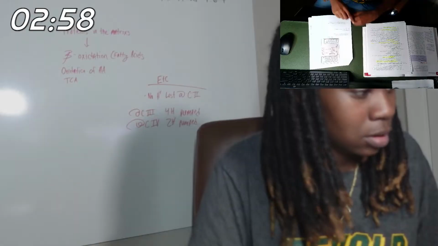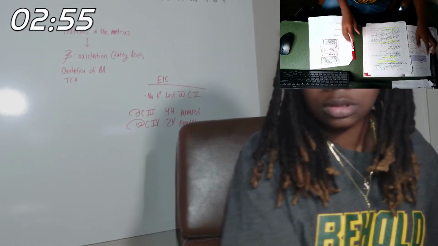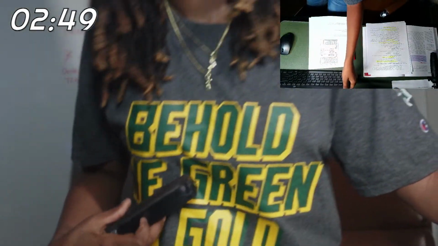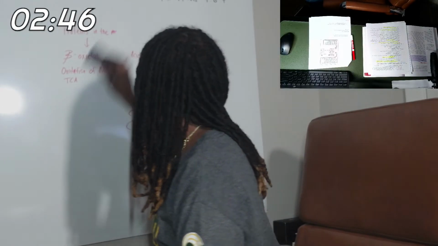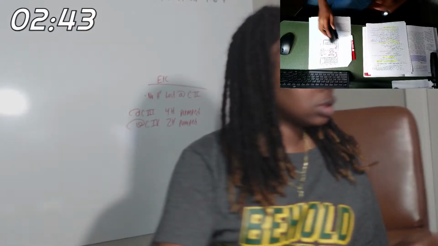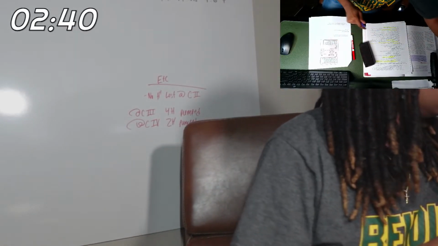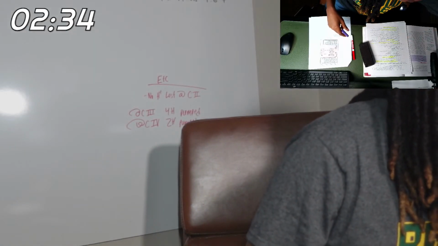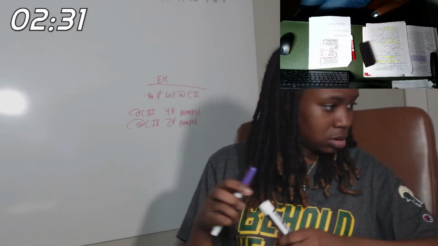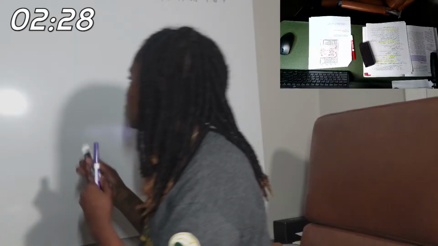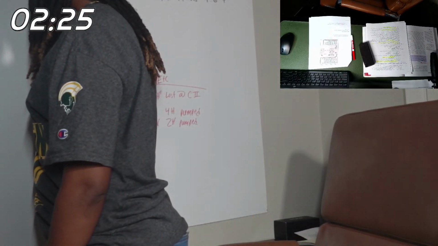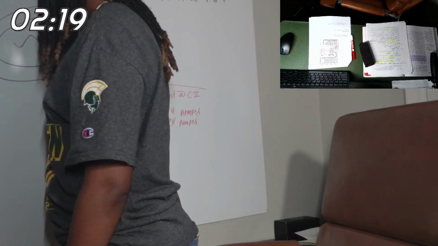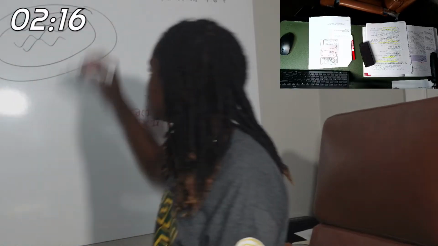Okay. Where's my... here it is. Okay, let's see. Let's draw this out a little bit. I need something fully different. Where's my black? Okay. So, this is our mito.